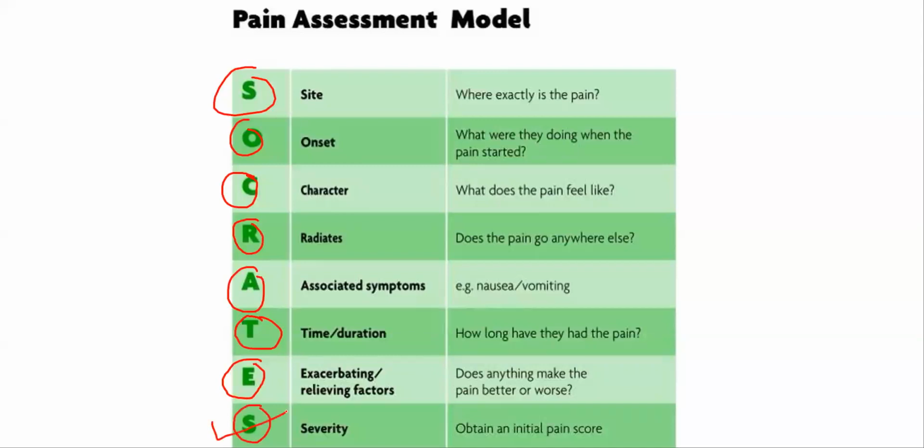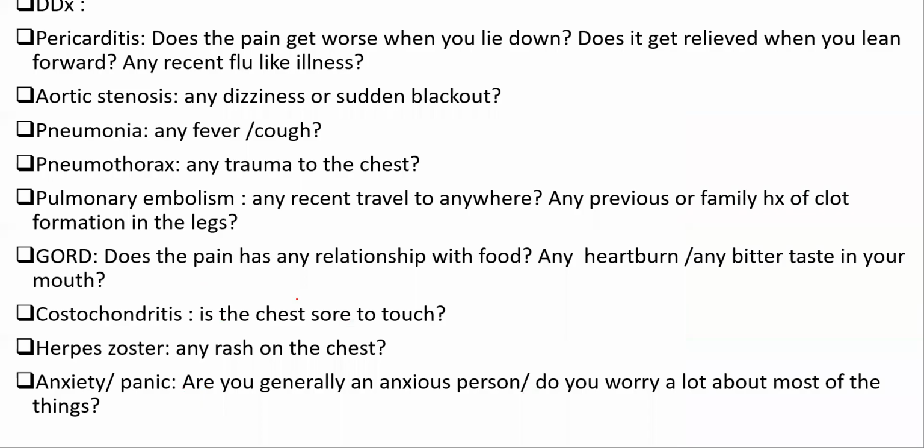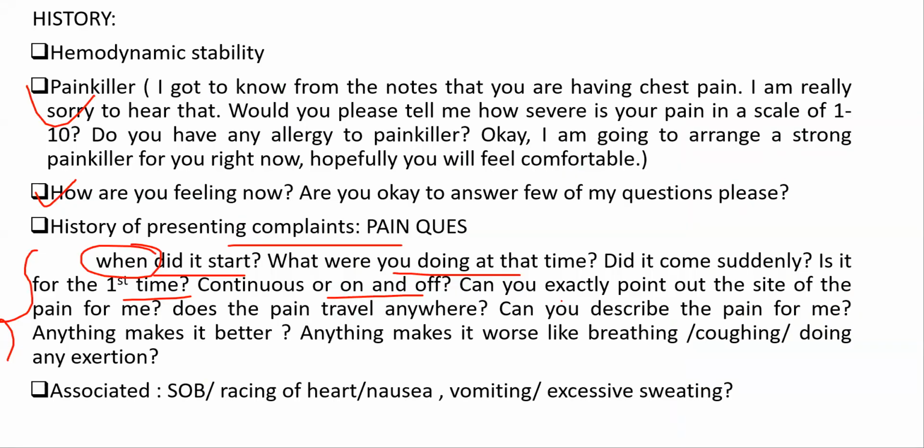We already asked severity when we asked the pain question. Associated symptoms we will ask later on, but the others we are going to ask now. So we'll ask, can you exactly point out the site of the pain for me? Does the pain travel or go anywhere? We will never ask the patient, does the pain radiate anywhere? We will ask, does the pain go anywhere or travel anywhere?